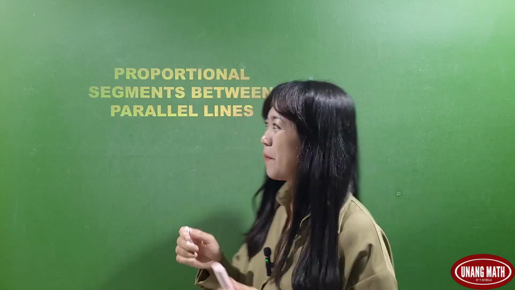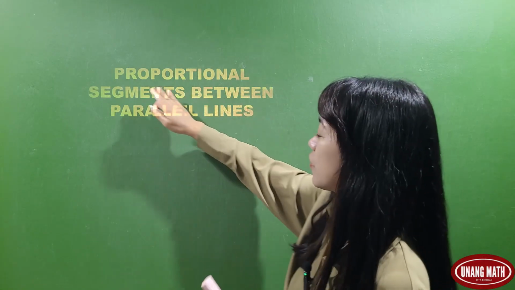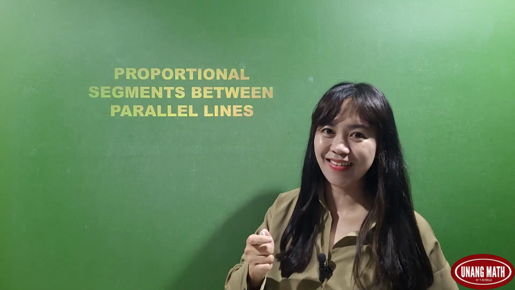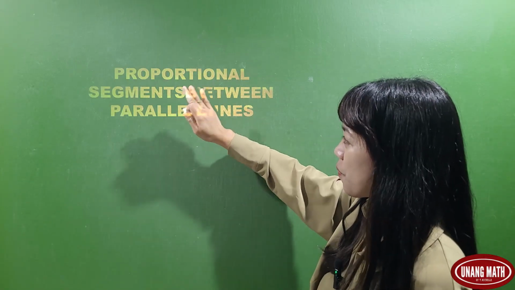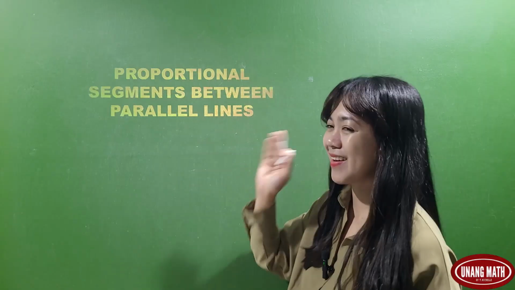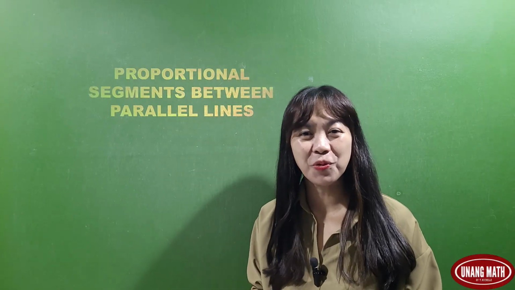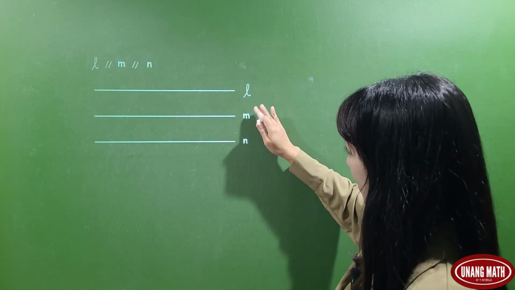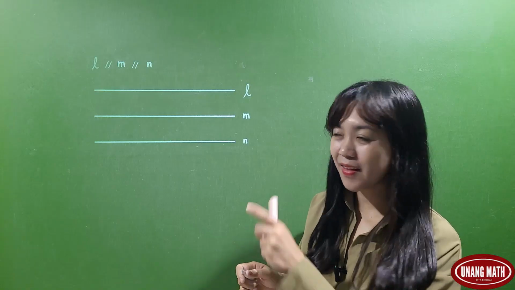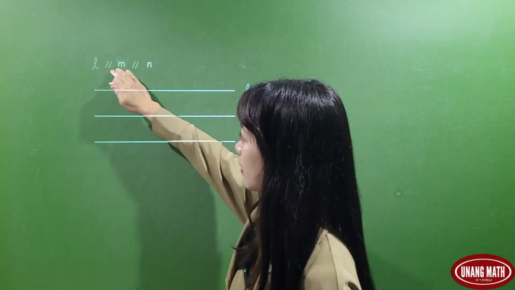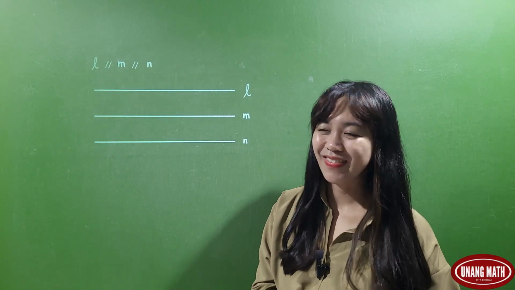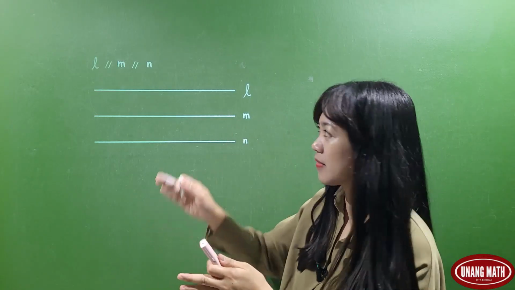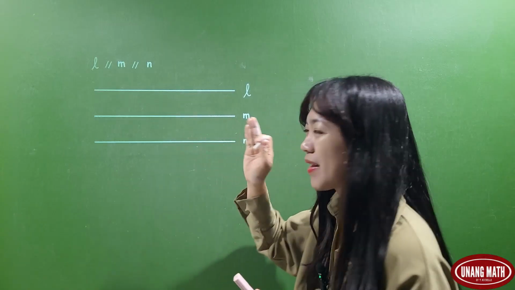In this episode, I will be discussing this lesson about the proportional segments between parallel lines. What are these proportional segments between parallel lines that I am referring to? Okay, take a look at these three lines. We have here line L, M, and N. And according to this, these are parallel lines. Our focus is proportional segments between parallel lines.